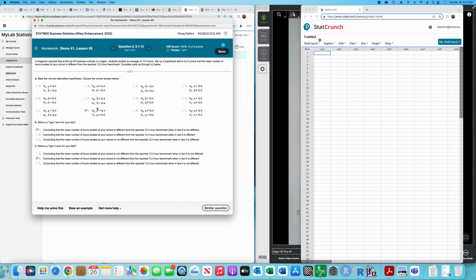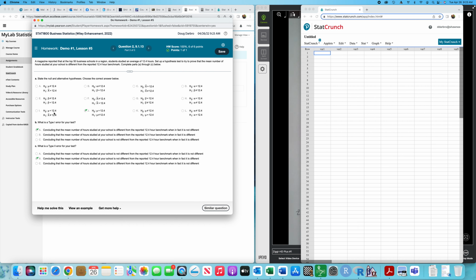First of all, we know that the null hypothesis, when we're testing a mean, has to be mu equal. So I can get rid of A because that's mu not equal. I can get rid of B, that's alpha, that doesn't work. I can get rid of C, X bar. We don't need to make any hypothesis test about X bar. X bar is just the sample. Alpha doesn't work, beta doesn't work, X bar doesn't work.